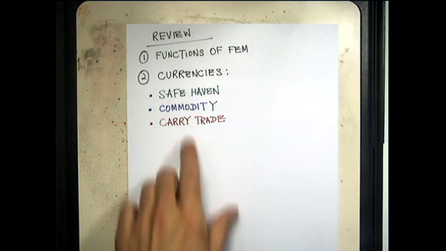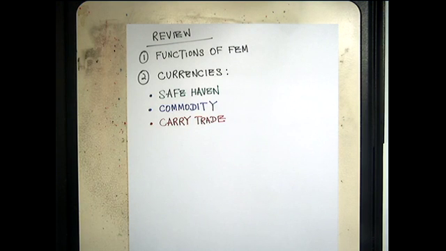So a very common example of a carry trade is the Japanese yen Aussie dollar carry trade. Traders typically like to borrow the Japanese yen because its interest rate is low, so your borrowing costs are manageable, and then invest in the Aussie dollar because the Aussie dollar is really high in terms of its interest rate.